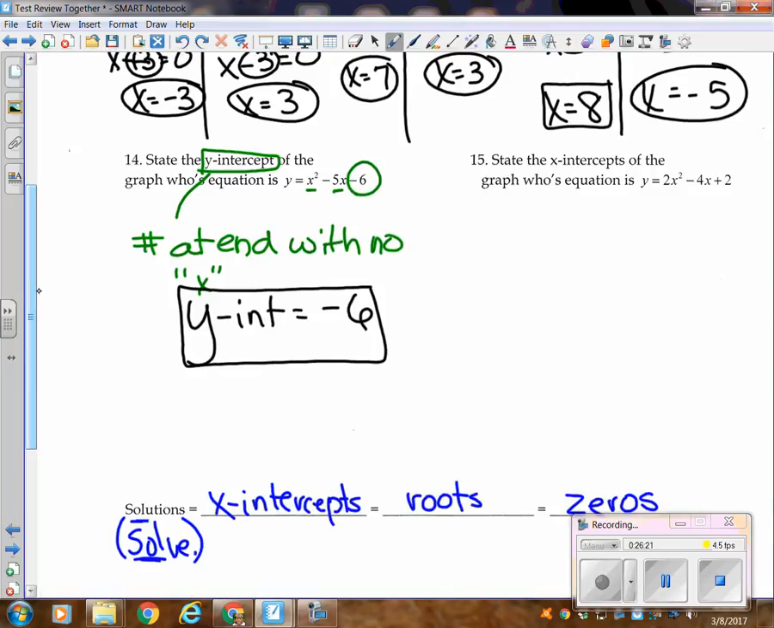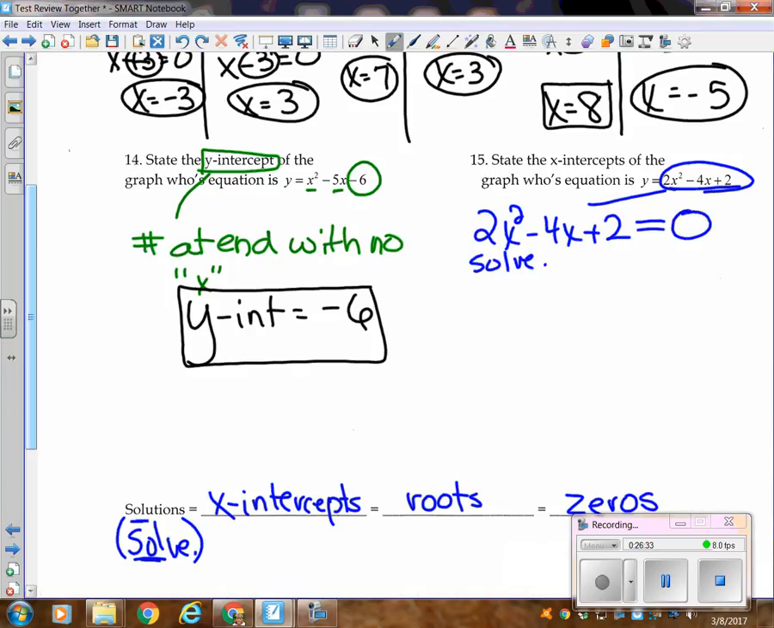So I'm going to pull this equation over here, and I'm going to say 2x squared minus 4x plus 2, and I'm going to set it equal to 0. And then I'm going to solve. Because when I solve, I'll have two possible answers for x, because I am looking for the x-intercepts, which is the same thing as solutions, roots or zeros.